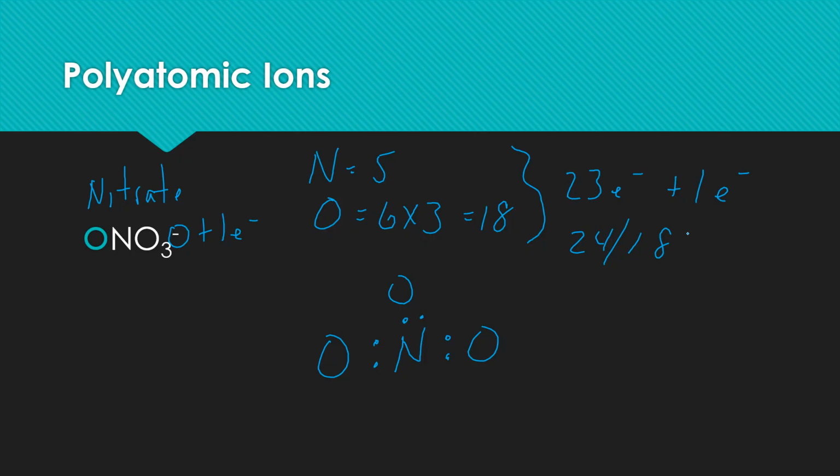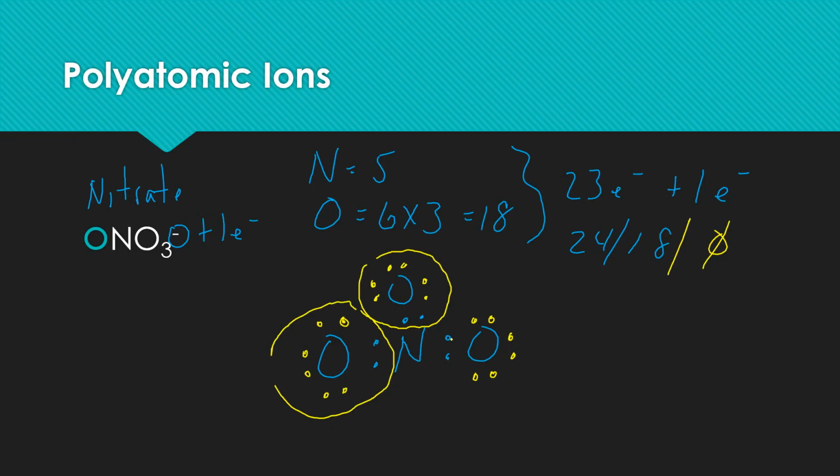Then I need to take care of the oxygens on the outside. Let's do that with a different color because I want to. Let's do 1, 2, 3, 4, 5, 6, 7, 8, 9, 10, 11, 12, 13, 14, 15, 16, 17, and 18. So now I'm down to no electrons. This oxygen, happy. This oxygen, happy. This oxygen, happy. Nitrogen in the middle, not so happy.